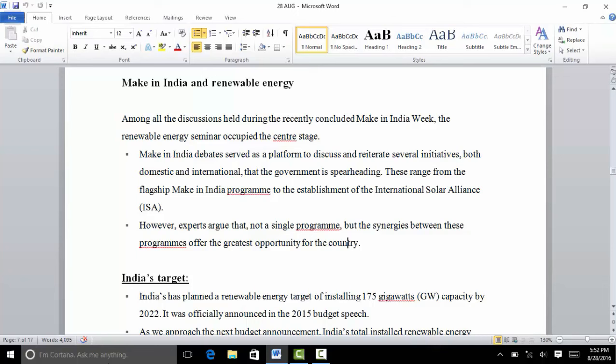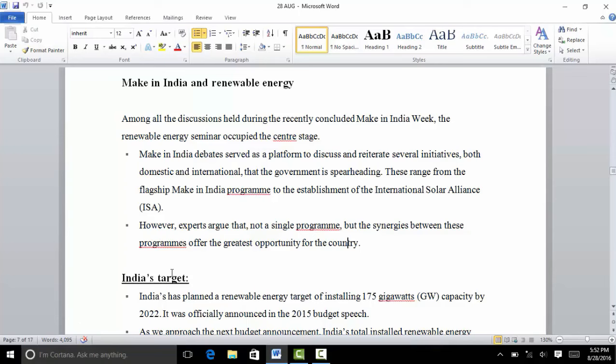You would know that Make in India is one of our Prime Minister's pet projects. He has spent a lot of energy, his office's energy, on Make in India, and he is promoting it especially in defense, and recently in textiles and automobile manufacturing. Along with that, there's a lot of discussion on Make in India in terms of manufacturing equipment for renewable energy sources as well. So that's what this article is about.